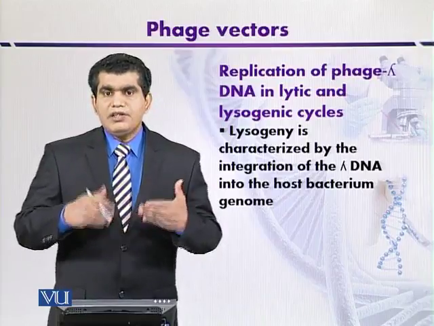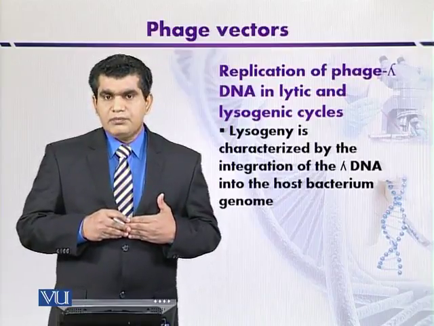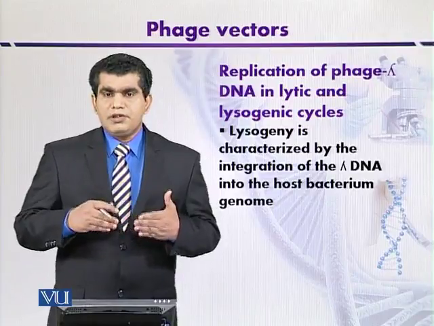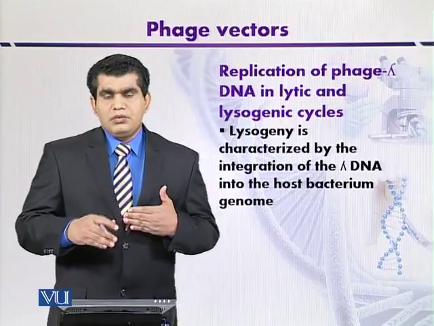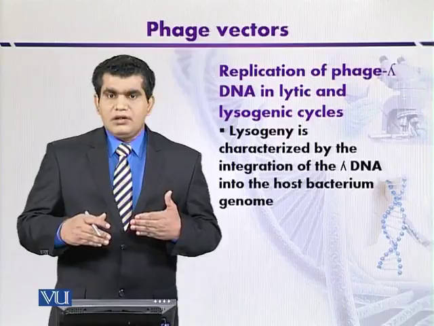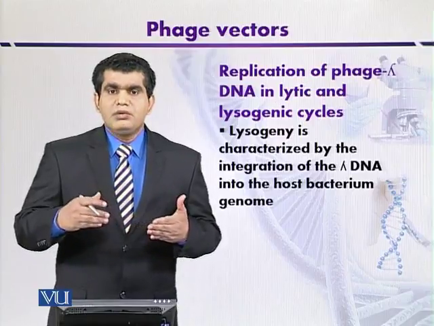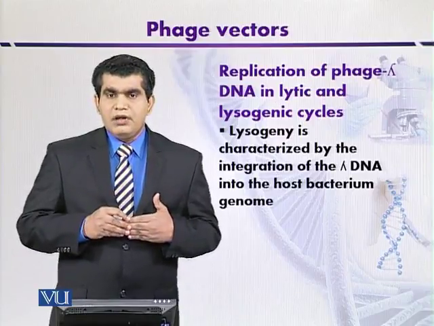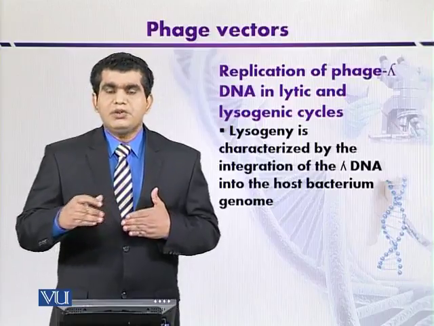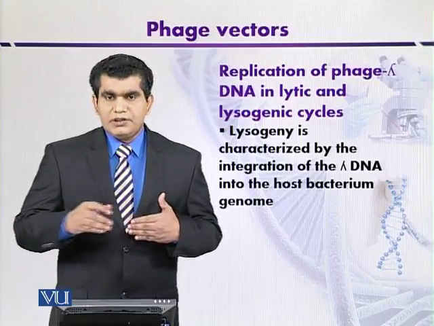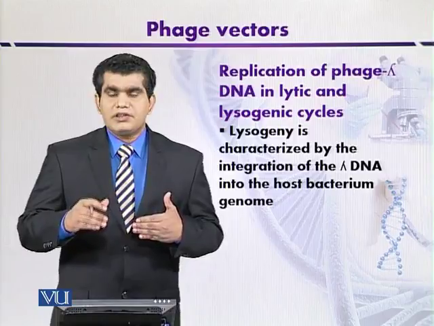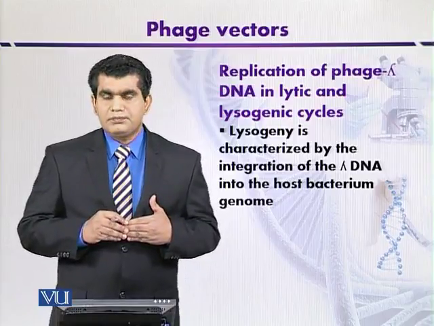If the early stage genes are expressed, it means that the phage cycle is going to enter into the lytic cycle, and at the same time lysogeny will be inhibited once the early genes are transcribed.